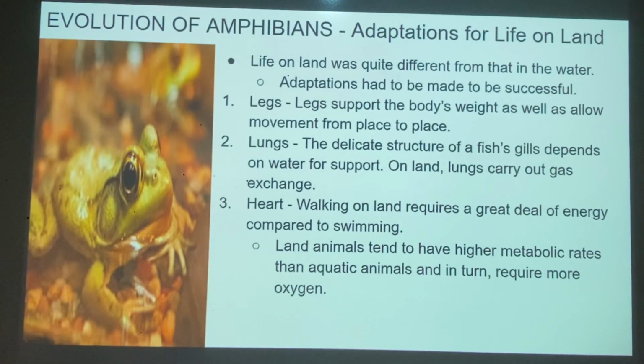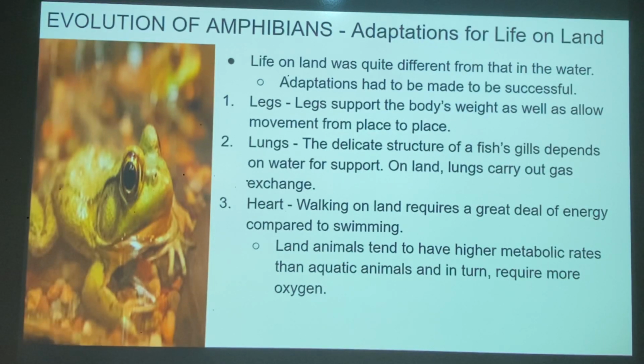So life on land was quite different than in the water, and so there had to be 3 major adaptations to be successful. The first one was legs that were able to support the body's weight as well as allow for movement from place to place. Because we were coming out of the water where we could pretty much float and swim wherever we needed to. And so we had to develop not only legs, but legs that were strong enough to support us and move us.